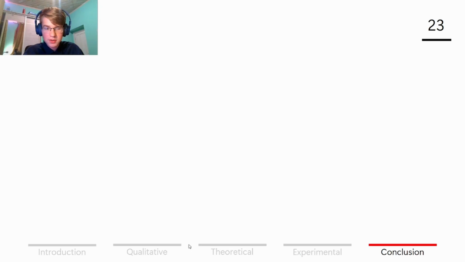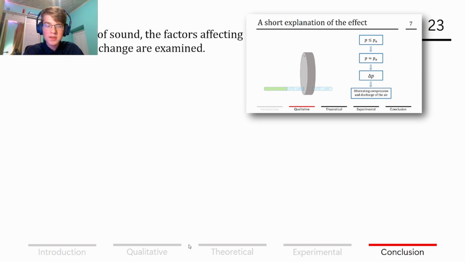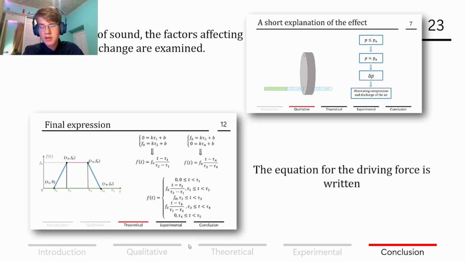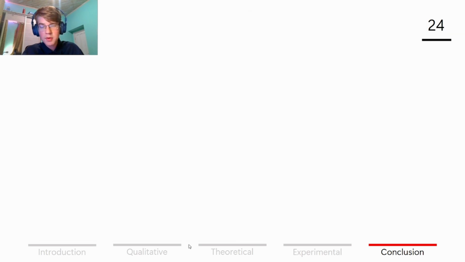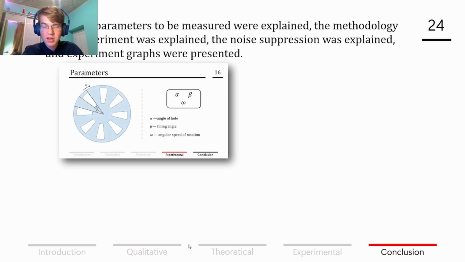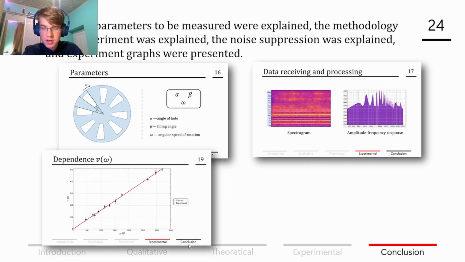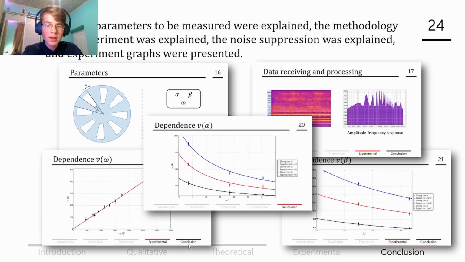So let's move to conclusions. The causes of the sound have been described, what factors influence it, how it changes. The equations for the driving force were written down. The main parameters to be measured were explained. The methodology of the experiment was explained, the noise reduction was explained, and the graphs of the experiments were presented: frequency from angular velocity of rotation, frequency from fill angle, and hole angle.